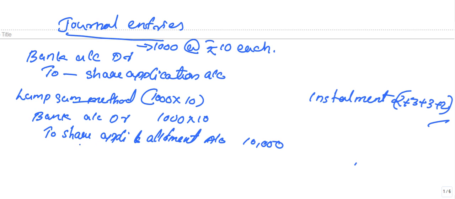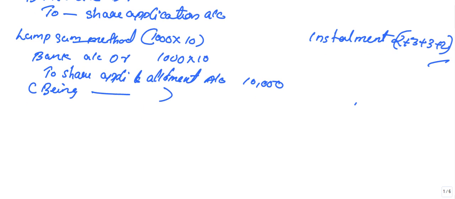This is a nominal account, so we cancel that nominal account and transfer the amount to the share capital account. Here we write: being application and allotment money received for 1000 shares at the rate of rupees 10 each. Then this amount is transferred to which account? Share capital account.